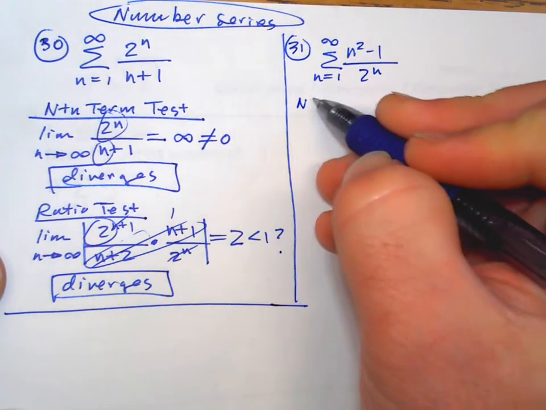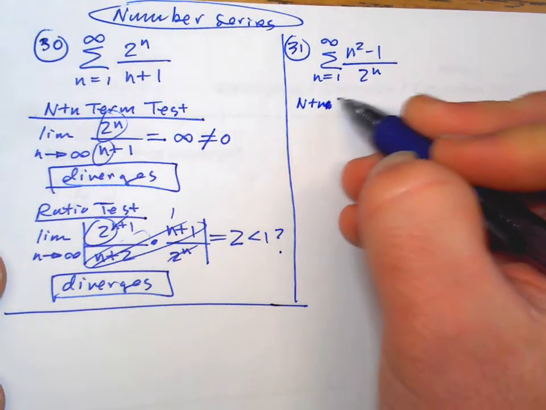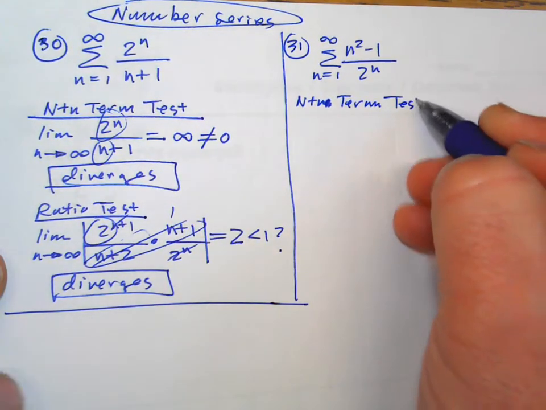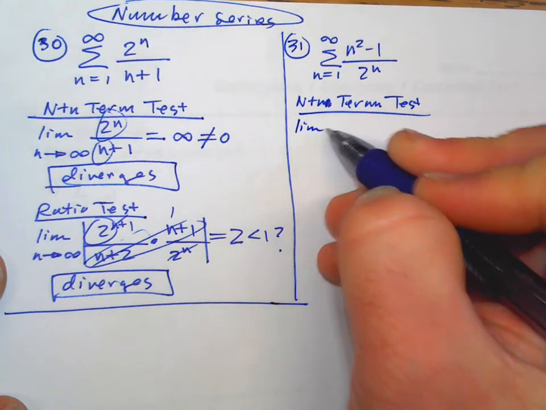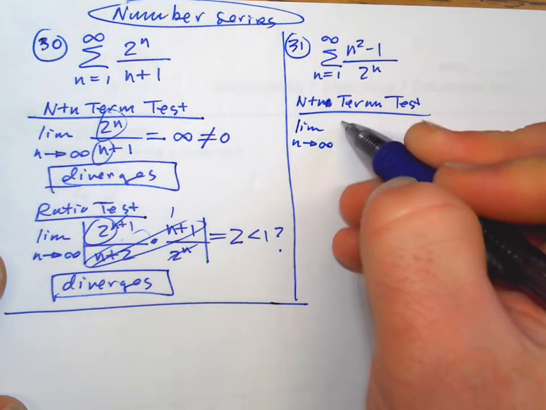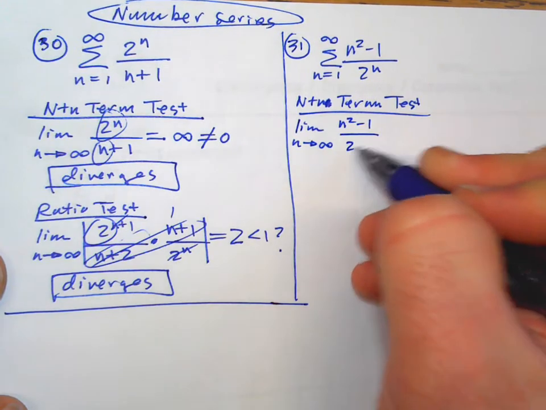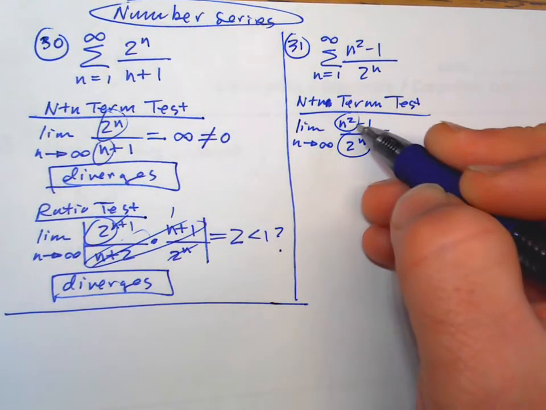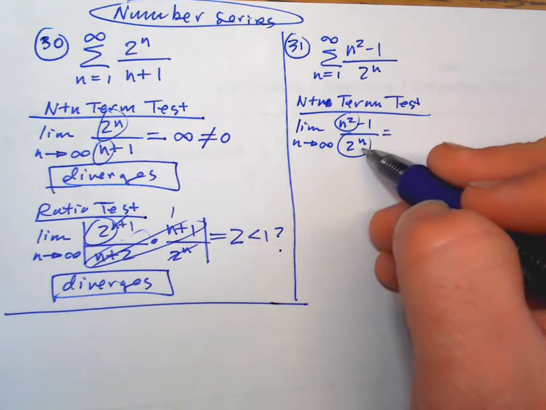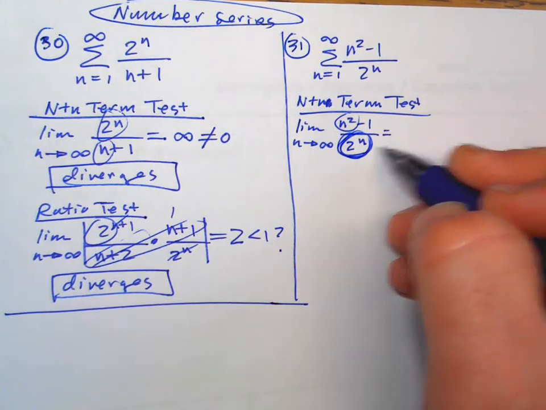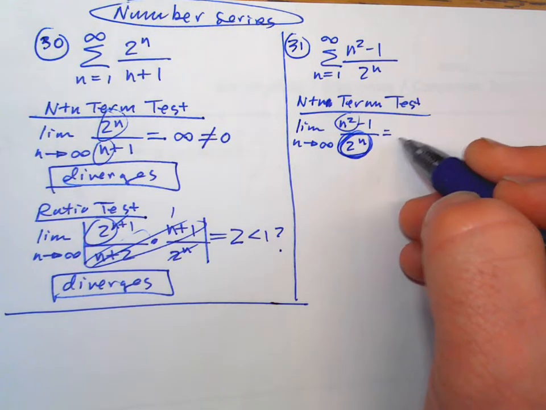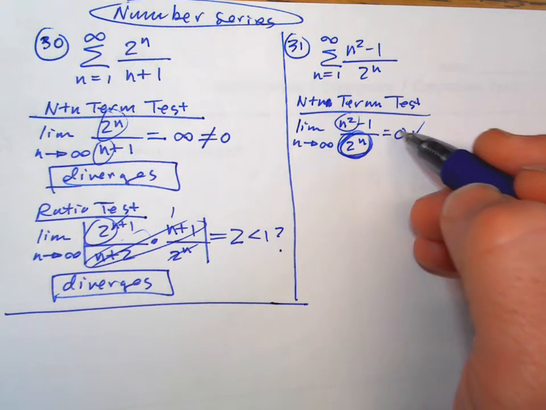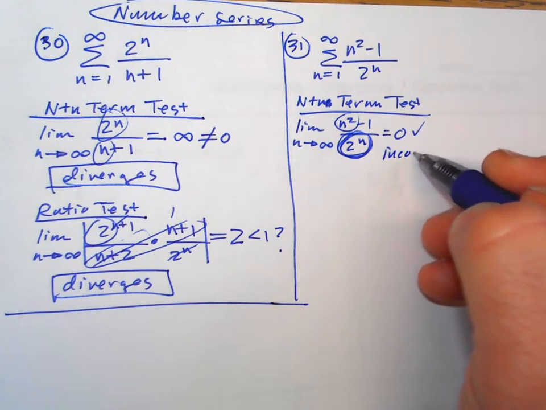So let's try the nth term test. So both of those agreed with each other last time. Now this is going to go infinity over infinity. These are the dominant terms. You have a quadratic versus an exponential. Exponentials beat those. They get way bigger, and this is going to go to 0. Now, what that means is it's inconclusive.